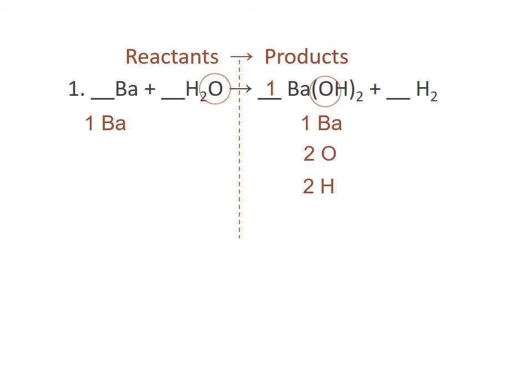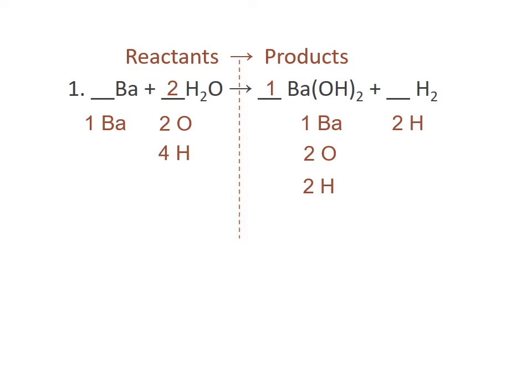Now let's look at the oxygens, because we said we could balance those as well. I have 2 oxygens on the product side. That means I'm going to need 2 oxygens on the reactant side. And in order to get 2 oxygens, I will have to place a 2 in front of the water. That will give me 2 oxygens and 4 hydrogens.